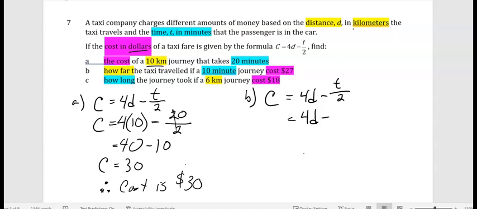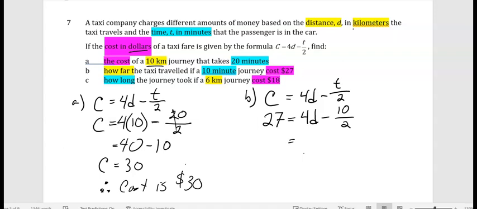I've got a 10-minute journey, so I replace T with 10 and put it over 2, and I've got a cost of $27. So I haven't put any units in here, kilometers, minutes, or dollars. They all get put in at the end, but it's going to work.